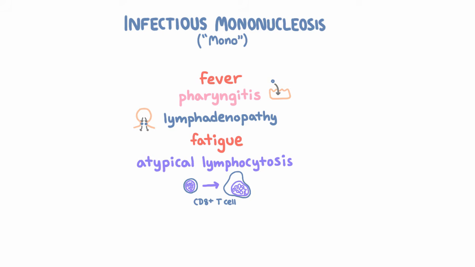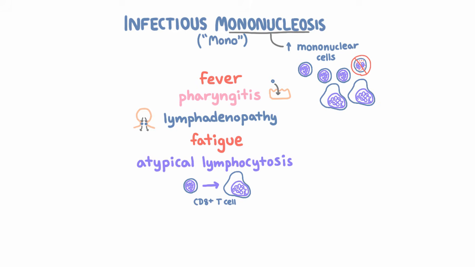And this last point actually takes us full circle to the name infectious mononucleosis. So what does mononucleosis mean? It means there are a lot of mononuclear cells in the blood. And what are mononuclear cells? Well, they're white blood cells that do not have segmented nuclei, which neutrophils and eosinophils do. So the name mononucleosis just refers to the fact that there are a lot of lymphocytes in the blood. And some of those, but not all, are going to be atypical.